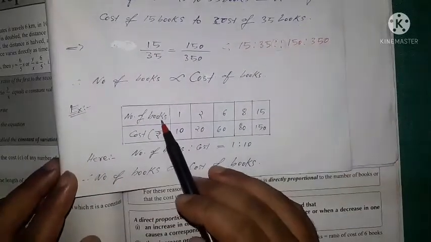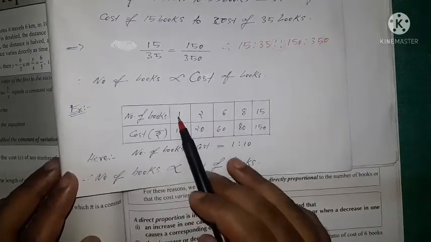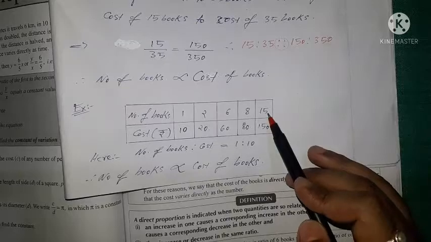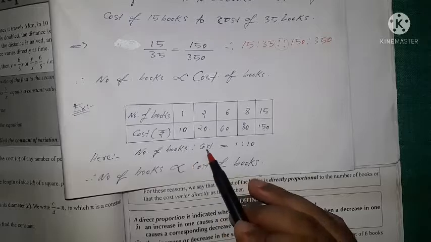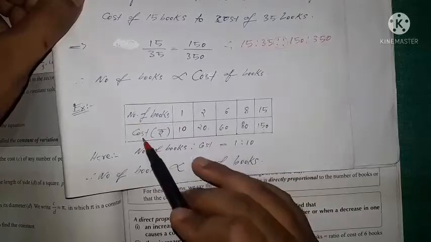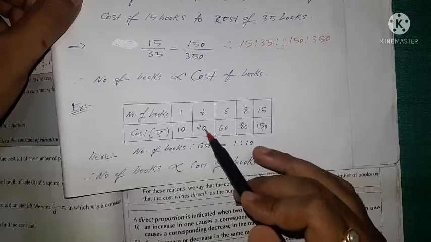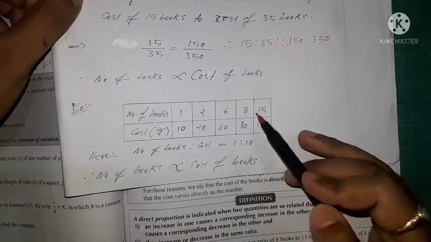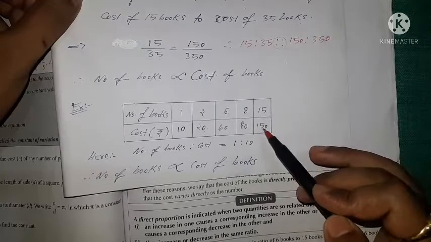Here the number of books is given, that is 1, 2, 6, 8, 15, and the cost is also given: the cost of one book is 10, the cost of two books is 20, the cost of 6 books is 60, the cost of 8 books is 80, and the cost of 15 books is 150. So the number of books to the cost of the books is 1:10. If we divide the number of books by the cost, we get 1/10. Similarly 2 divided by 20 gives 1/10, 6 divided by 60 gives 1/10, 8 divided by 80 gives 1/10, and 15 divided by 150 gives 1/10.